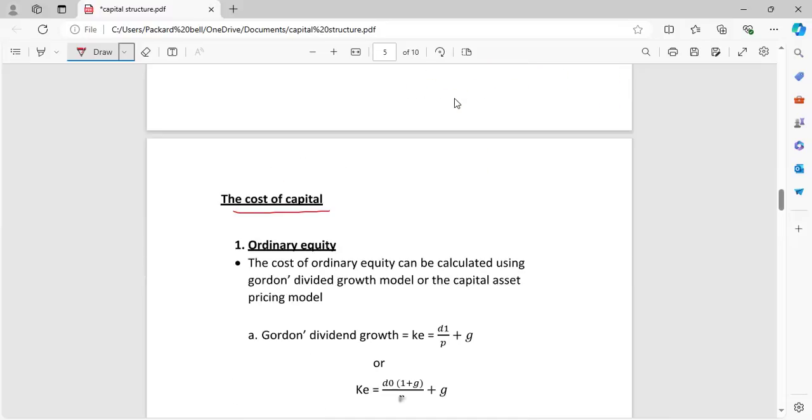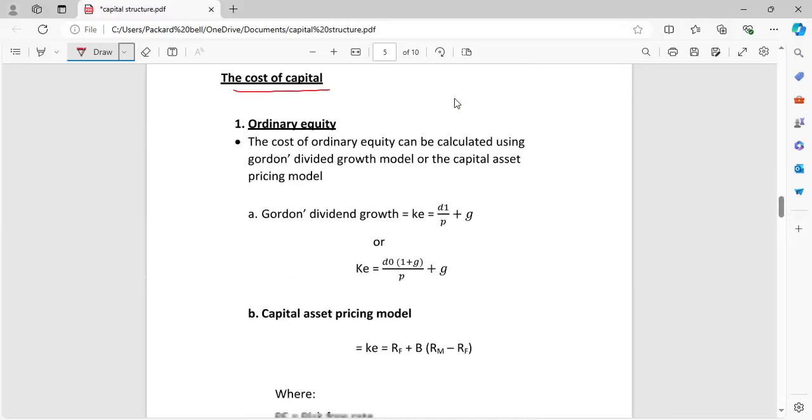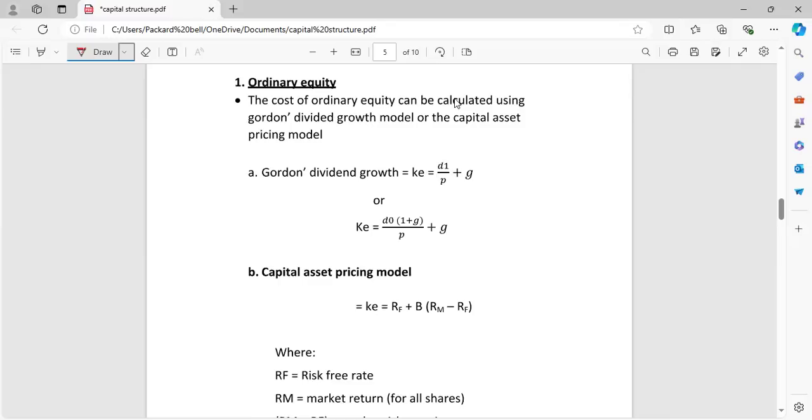Then let's look at the cost of capital. Here, you need to know this formula. When you are doing the ordinary equity, you use Gordon's dividend growth model. Cost of equity is equal to D1. D is dividend. Is it not there? Sorry, I did not put anything. Okay. So D is dividend. D1 is the expected dividend. When they give you a question, they will give you the expected dividend. P0 is the market value of the share. Then this one is the growth.